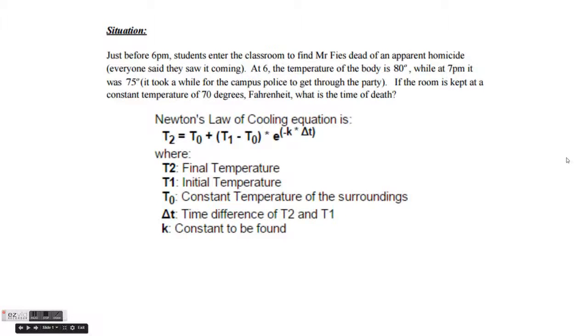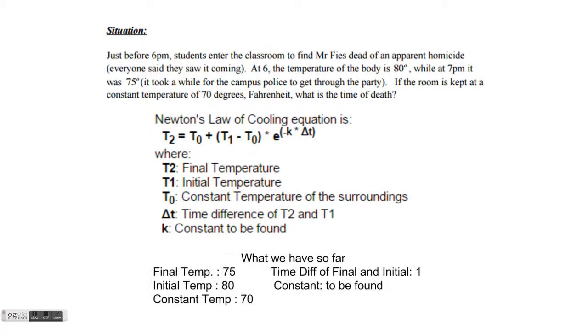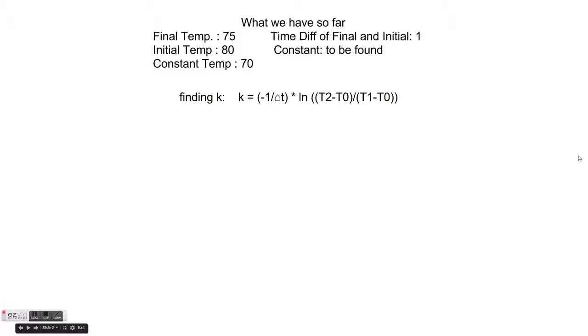So now that we know this, here's the equation, and we're going to talk about what we have so far. And like I said, right here on the screen is everything to know for the equation. So what we have so far is the final temperature is 75 degrees. The initial temperature is 80 degrees. The constant temperature will be 70. The difference, the time between initial and final, is 1. And we still need to find the constant.